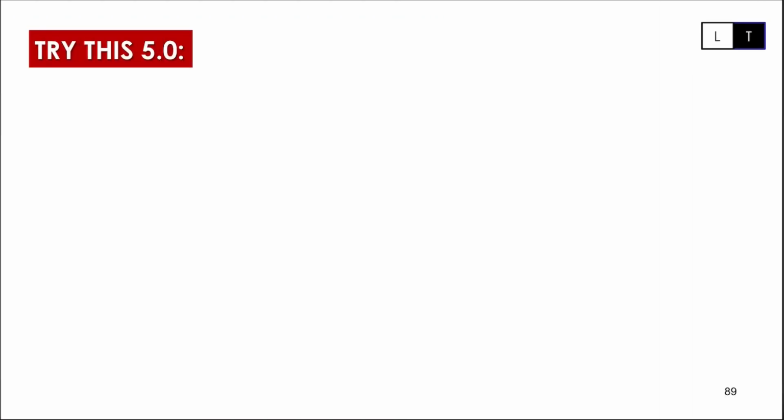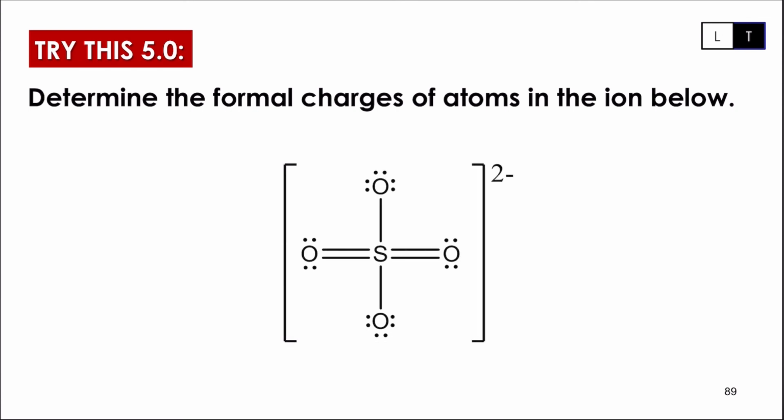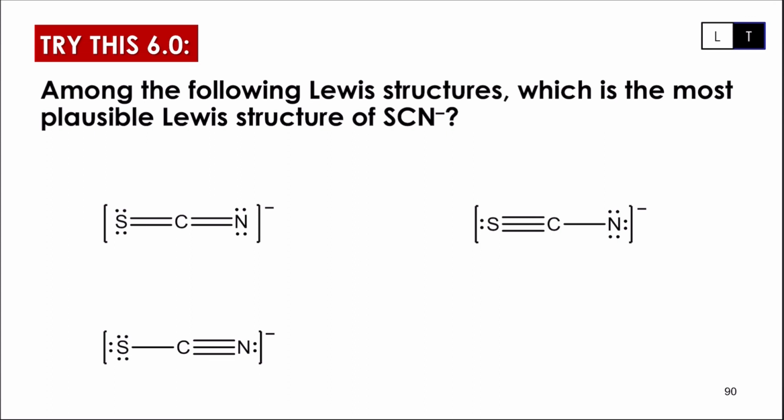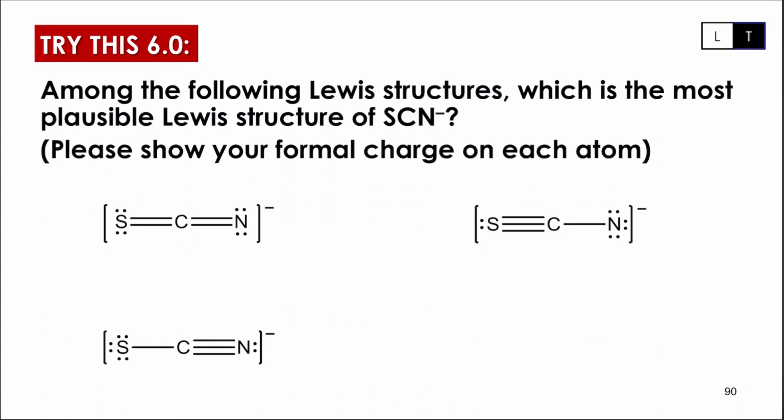Please try to complete this 5.0. How you want to determine the formal charge. Make sure you label the formal charge for each atom, and try this 6.0, which one is the most plausible Lewis structure of SCN minus, and I give you a hint, you have to show the formal charge of each atom and determine based on techniques that I've taught you in the video.